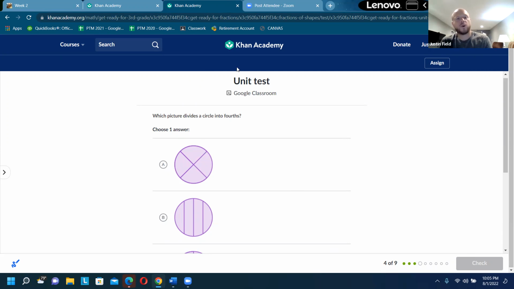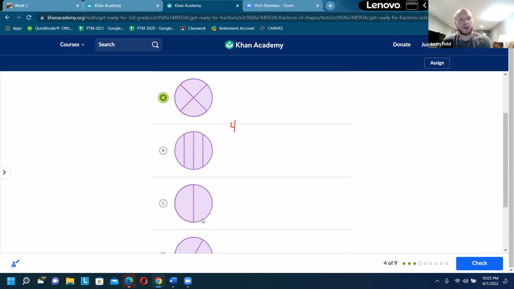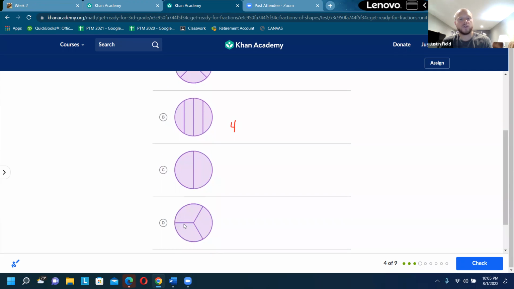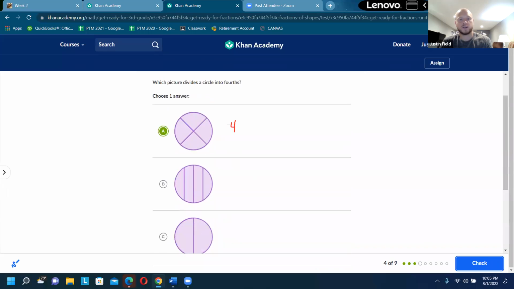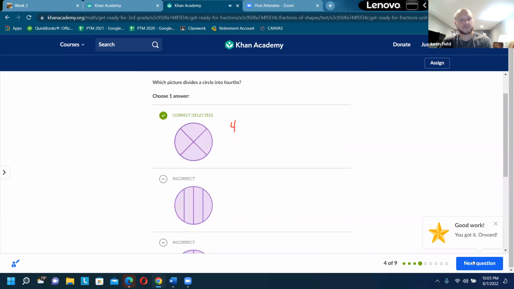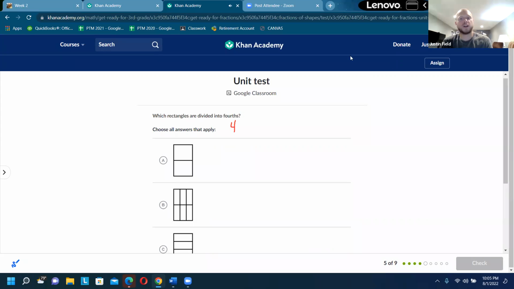How about fourths? What number is fourths? Of course, it is 4. So we need 4 equal pieces, and we have it right there, don't we? Do we have 4 equal pieces here? Absolutely not. No way. How about here? We only have 2, and there's 3. So it's only that one. See, fractions are fun. I hope you're having fun with this one.